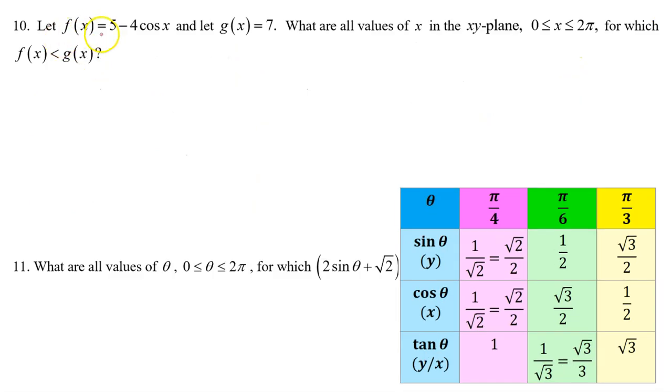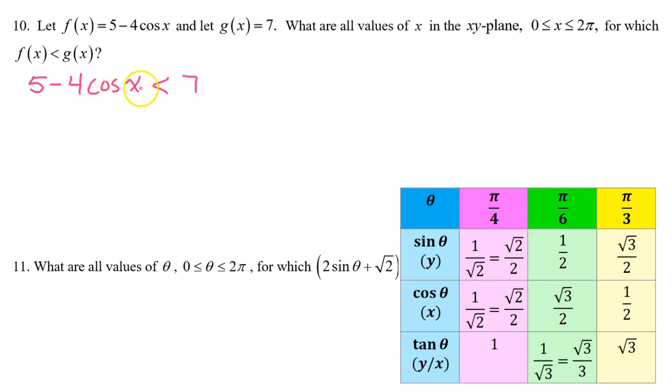Number 10. Let f of x equal 5 minus 4 cosine x and let g of x equal 7. What are all values of x in the xy plane between 0 and 2 pi for which f of x is less than g of x? We are looking for where 5 minus 4 cosine x is less than 7.